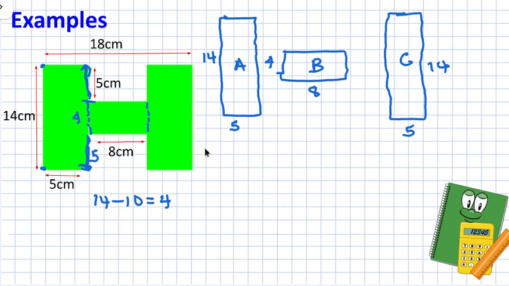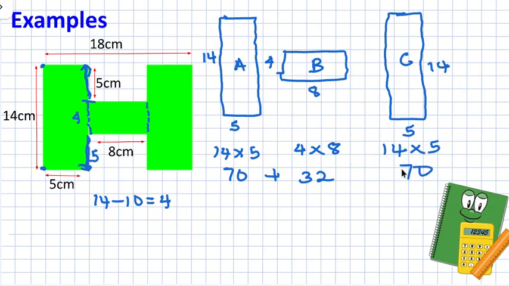So I have 14 times 5 for the first area, that will give us 70, plus for the second area I have 4 times 8, that's going to give us 32, and for this last area I have 14 times 5 as well, that will give me 70. So if I add 70 plus 32 plus 70, that is going to give me 172 centimeters. So that becomes the area of this composite figure.